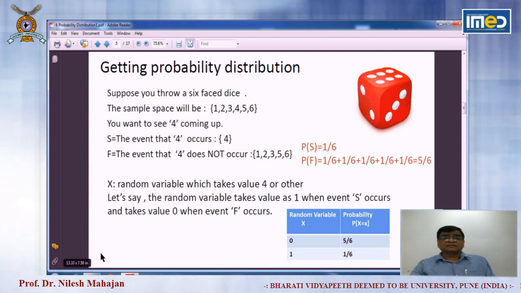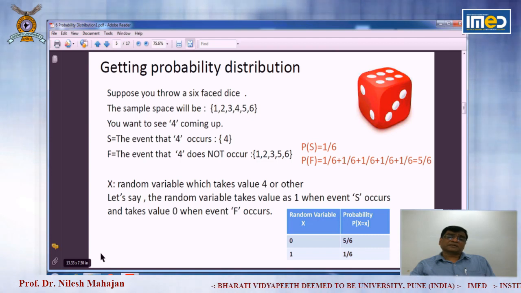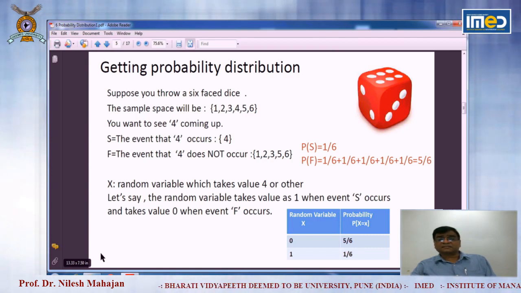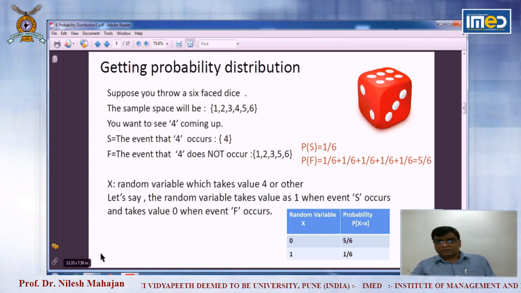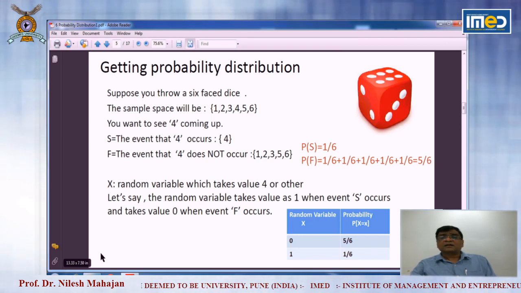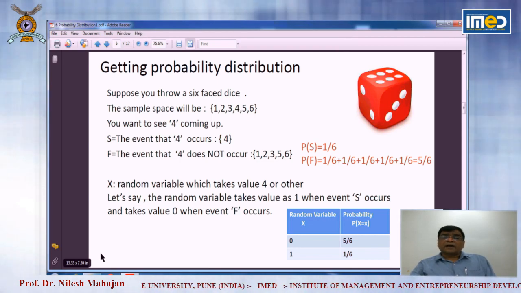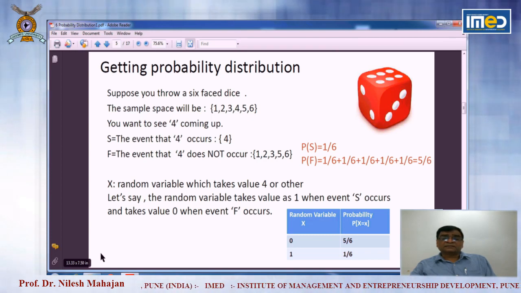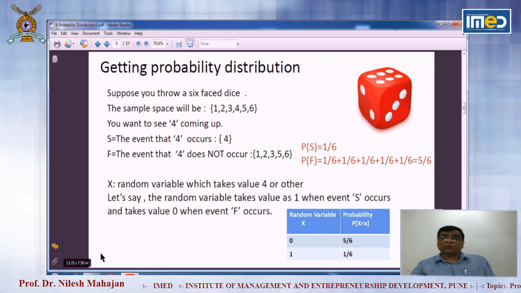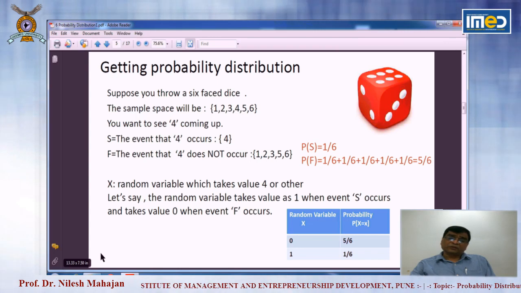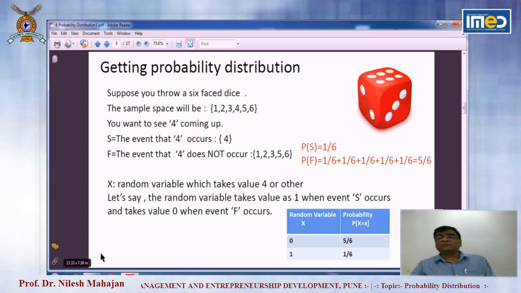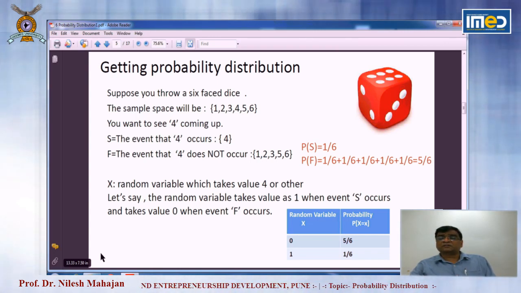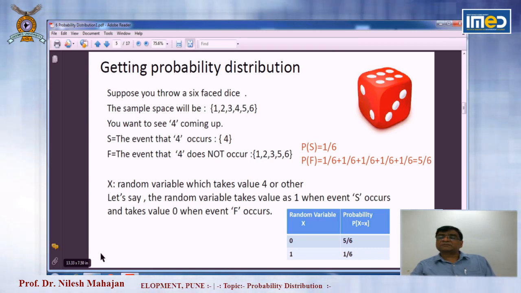So what is the success probability? The total number of favorable outcomes is 6, because in a die there are 6 faces, as the picture shows. So m upon n, where n is 6 and m is 1 because we only want 4, gives 1 by 6. But in the failure case, PF equals 1 by 6 plus 1 by 6 plus 1 by 6 plus 1 by 6 plus 1 by 6, because 1, 2, 3, 5, 6. So total equals 5 by 6. All of you clear here?